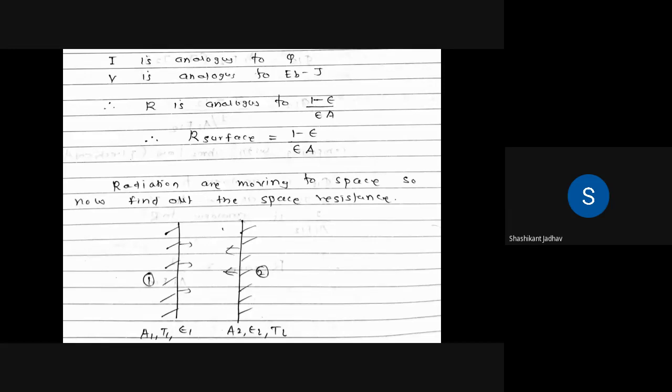Just as current flows, heat flows. So I is analogous to what? Q. Heat flows just as current flows. That means current is similar to heat. So I is analogous to Q. So all of you write down, I is analogous to Q.